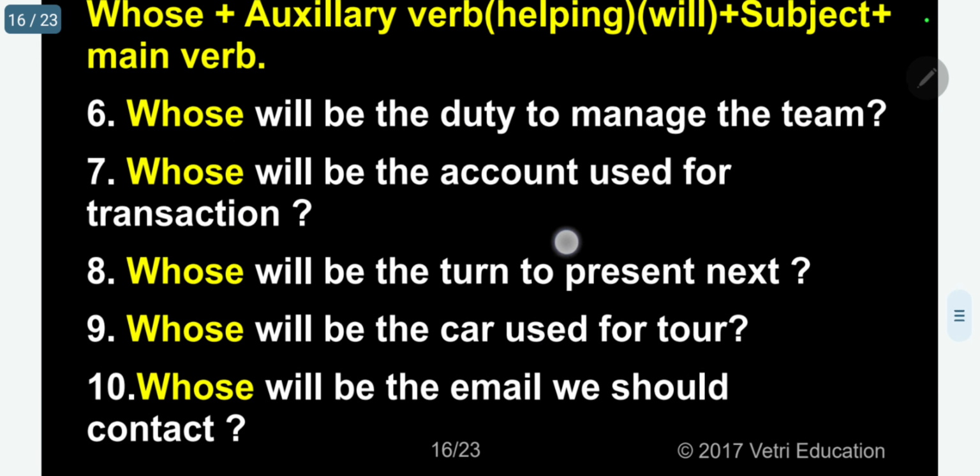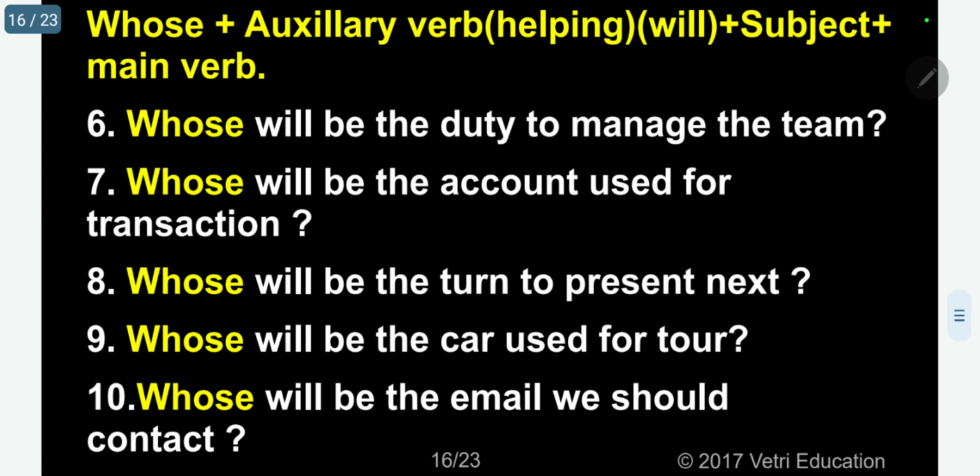The next one. Whose will be the duty to manage the team? Will auxiliary, be main verb. Whose will be the account used for transaction? Will auxiliary, be main verb. Whose will be the turn to present next? Will auxiliary, be main verb.